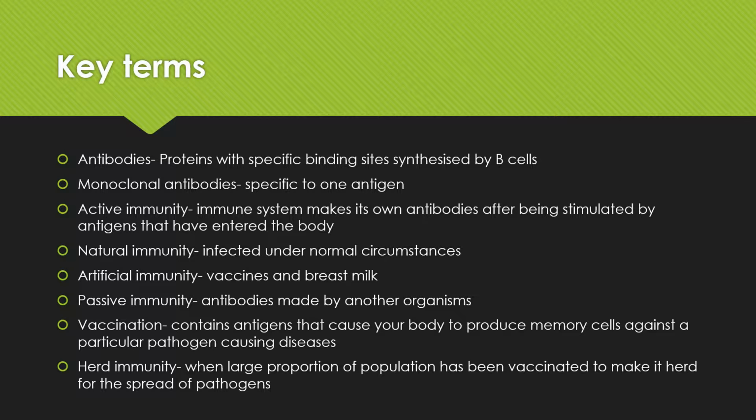Vaccinations contain antigens that cause your body to produce memory cells against the particular pathogen causing the disease. Herd immunity is when a large proportion of the population has been vaccinated, making it hard for pathogens to spread.